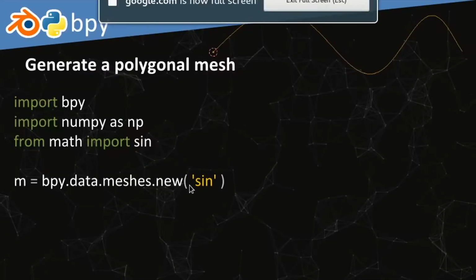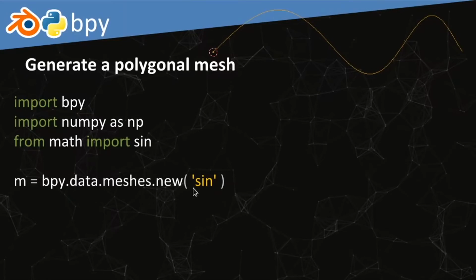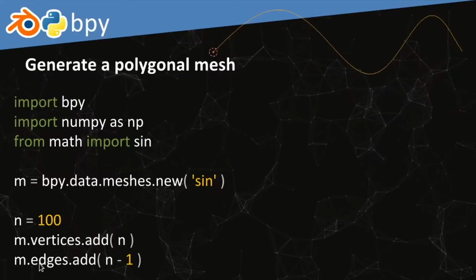And we have a new function to create a new mesh, and it returns that mesh right here to this reference M. Now we have 100 vertices that we want to create, so we access the mesh within M and go to the vertices collection. Because it's a mesh, it already has a vertices property or collection, and then we call the add method with the number 100 to add 100 new vertices. And then we also want to add edges, but in this kind of a line, we need one less edge than the number of vertices we have, or n-1, so we create 99 edges for the 100 vertices that we have.